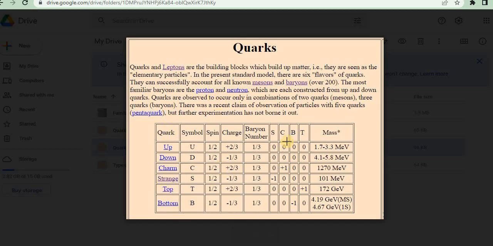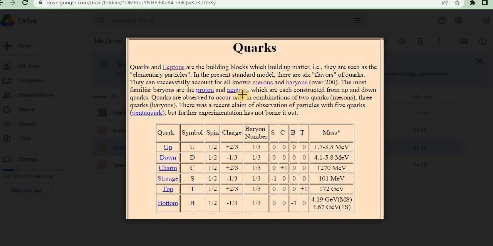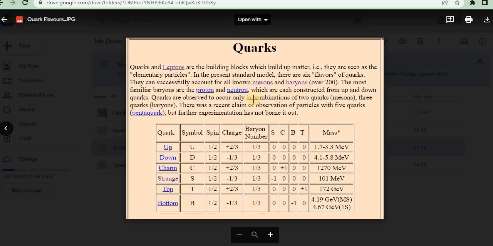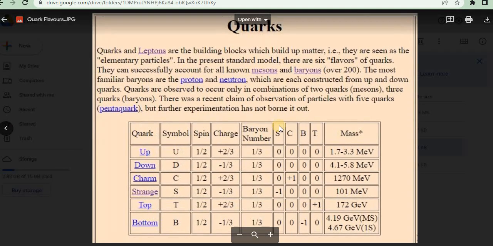And remember, hadrons are made up of only quarks. We saw the classification in the previous slide: hadrons are further classified into mesons and baryons. They can successfully account for all known mesons and baryons. The most familiar baryons are the protons and neutrons. Baryons are made up of 3 quarks, each constructed from up and down quarks. Proton is made up of UUD, up quark, up quark, down quark. Neutron is made up of UDD, up quark, down quark, down quark. We saw this in the previous note.